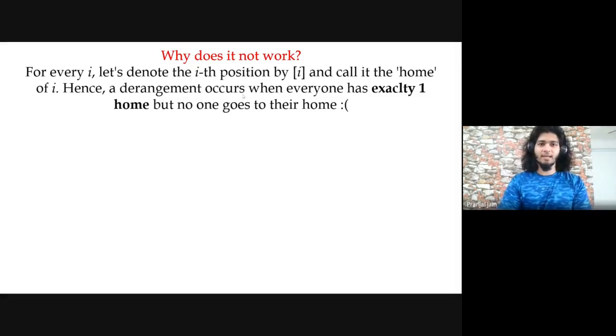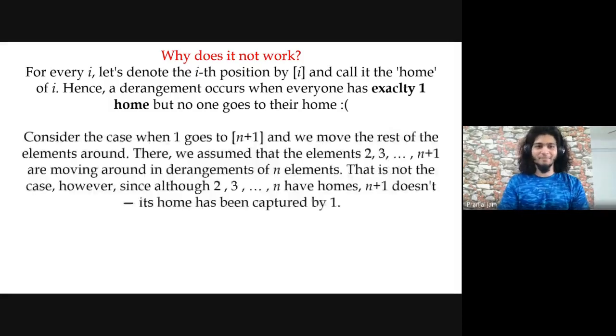So first, let's have some notation. For every number i, we'll denote the ith position with this square bracket i, and we call it the home of i. So basically, square bracket 1 is the home of 1, square bracket 2 is the home of 2, and so on. So a derangement is when everyone has a home, but no one goes to their home, because no one goes to their own place. So that's a bit sad, but it is what it is.